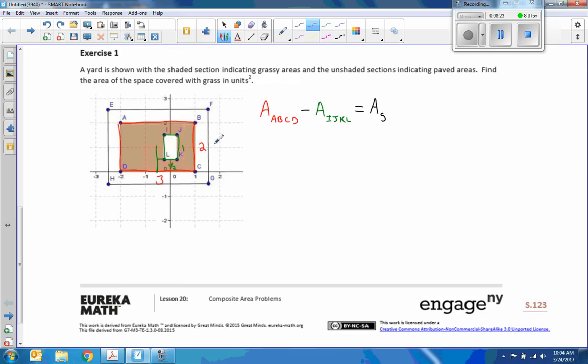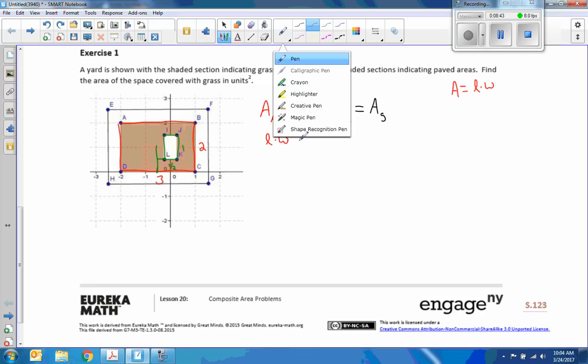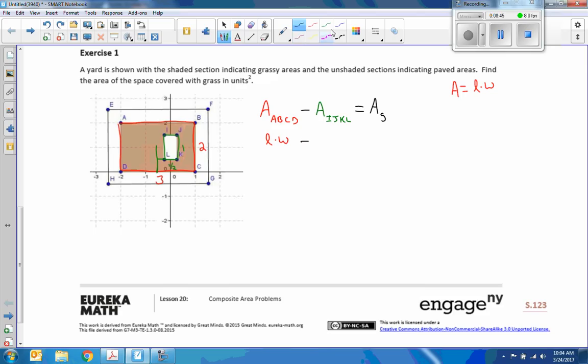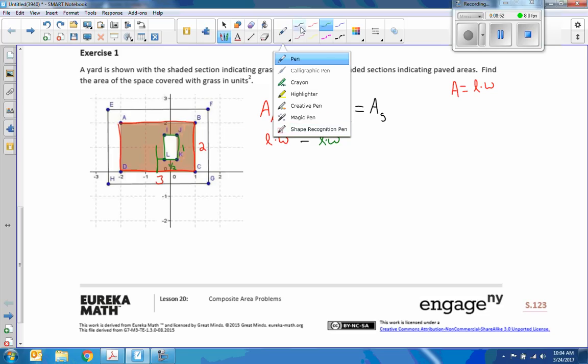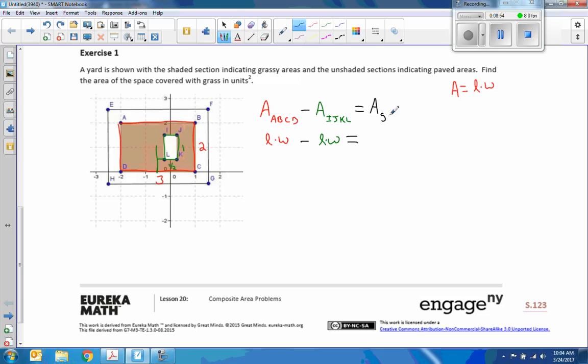So the area of a rectangle equals length times width. Okay, so let me just move that off to the side there. We're going to use that formula. So the area of this rectangle is L times W minus, this is a rectangle as well, the length times width of the green. And that is going to equal the area of the grassy region.